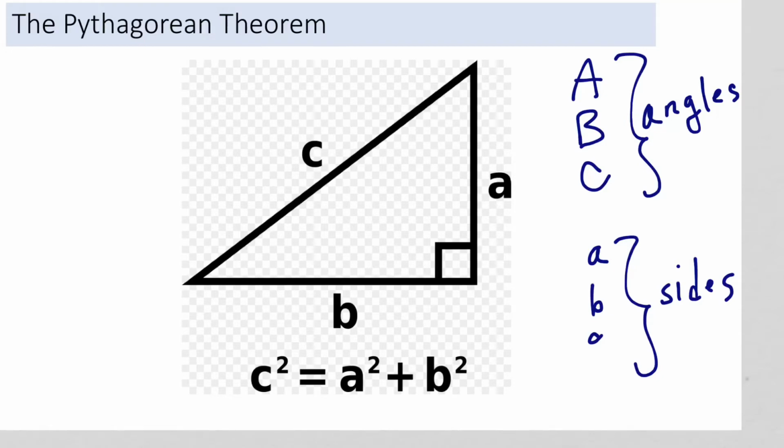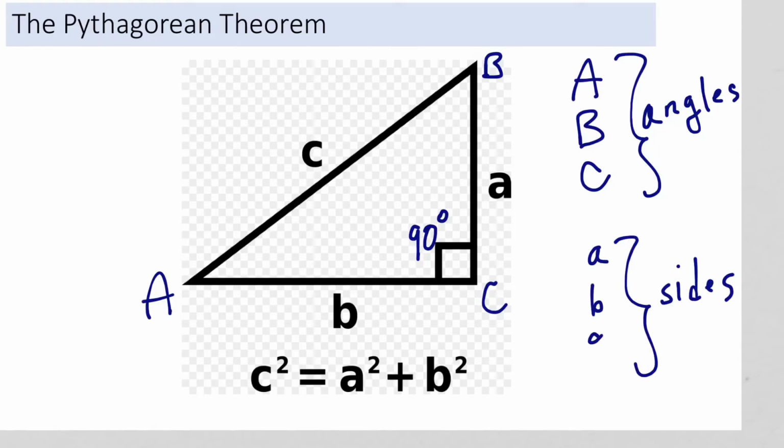Okay, so side a is opposite angle A. Side b is opposite angle B. And side c is opposite angle C. So in our unit here, C will always be your 90-degree angle.